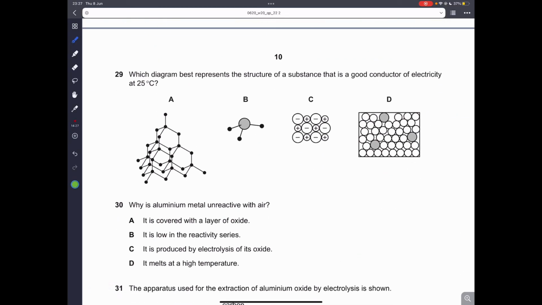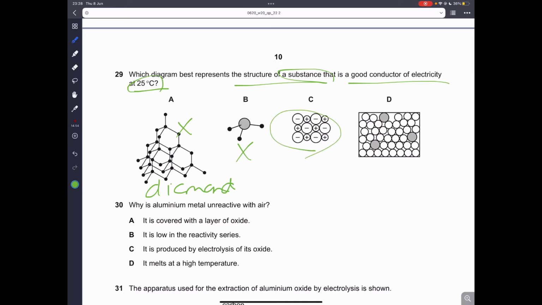29. Which diagram best represents the structure of a substance that is a good conductor of electricity at 25 degrees Celsius? Okay, a good conductor of electricity. Remember that, let's look at the structures. A is a diamond. B looks like some sort of hydrocarbon. So they are both nonmetals, which means they do not conduct electricity.